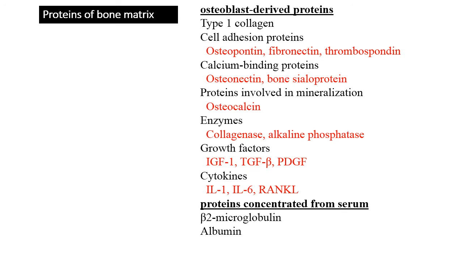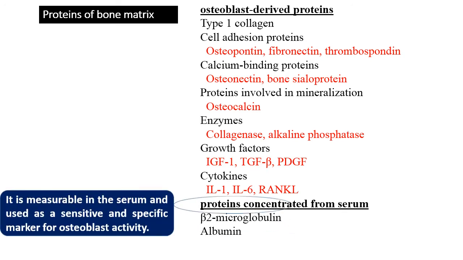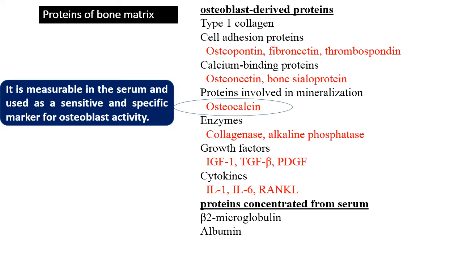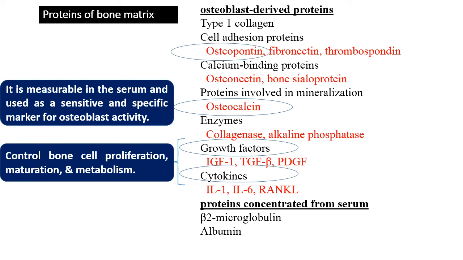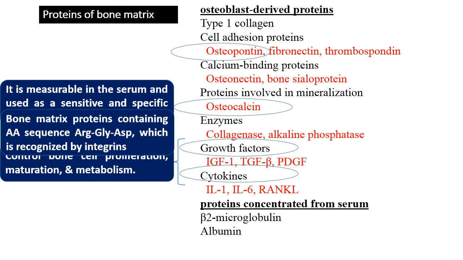They are actively involved in bone homeostasis. The osteocalcin is the protein that is measurable in the serum, and it is a sensitive and specific marker of osteoblastic activity. The growth factors and cytokines, as anywhere else in the body, are also responsible for growth and maturation, differentiation and metabolism of the bone.